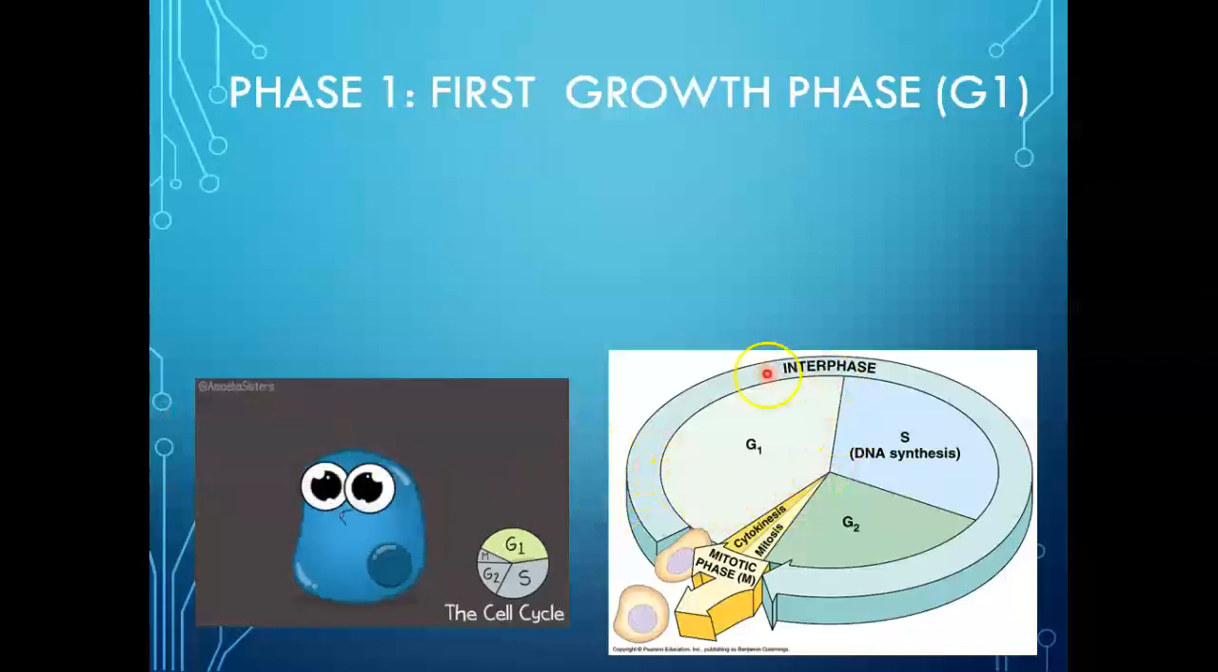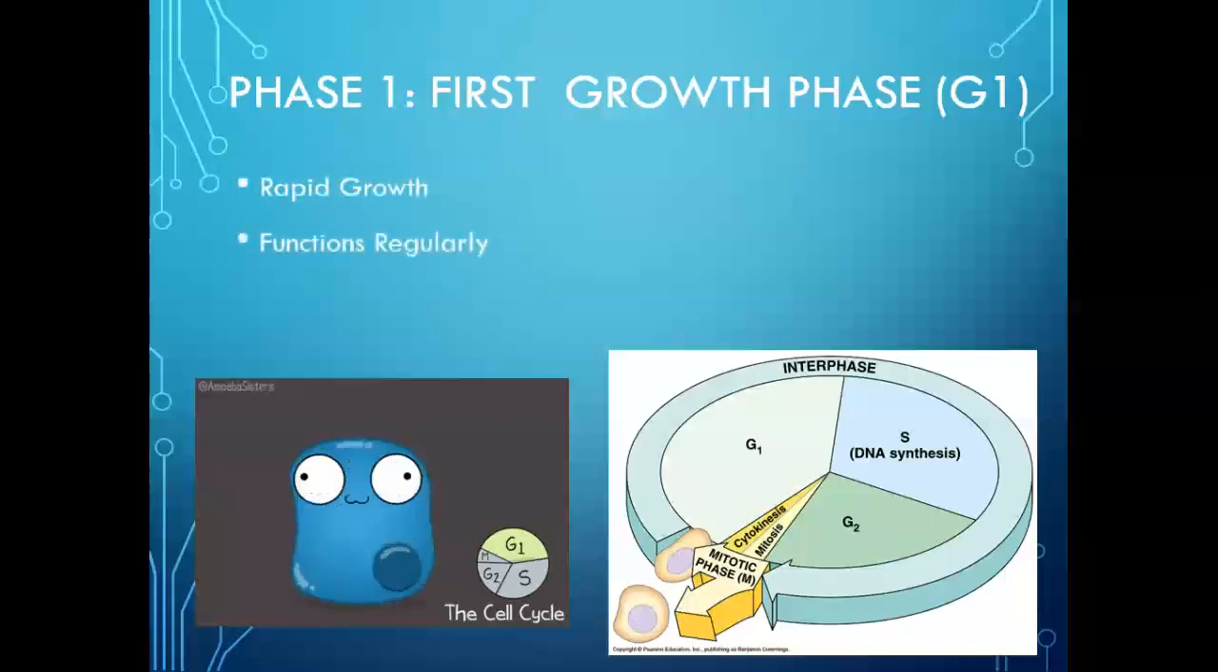The first phase to talk about is, this is the cell cycle, sorry. This is G1. So just to reiterate, we're talking about a rapid growth phase that the cell undergoes in order to prepare to divide later. Everything is functioning regularly. So about 90% of the cell's life is going to be in some form of interphase, remembering that interphase includes G1, the S phase, and G2.